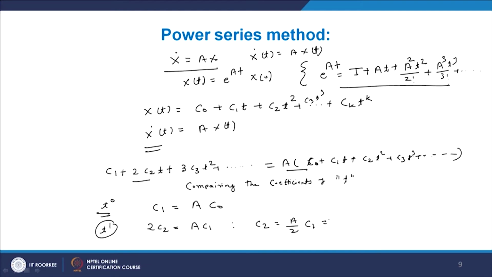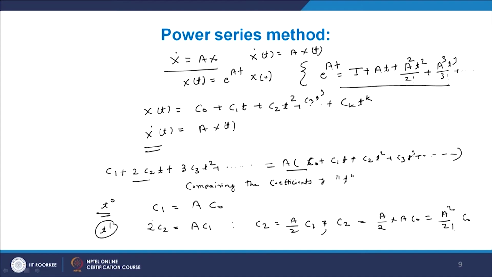But we know C1. What is C1? C1 is A into C naught. So, we replace the value of C1 in this equation, and we will get C2 equal to A by 2 into A into C naught, which equals A square by factorial 2 into C naught. Why I write factorial, we will see later on. Now, we have compared the coefficient of t1.